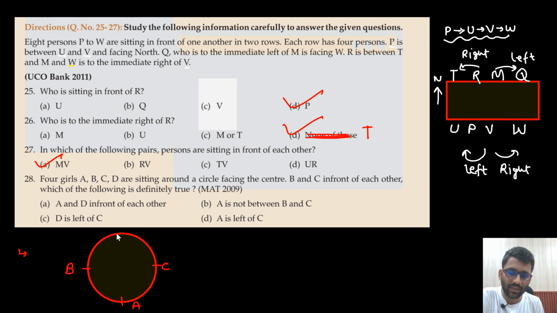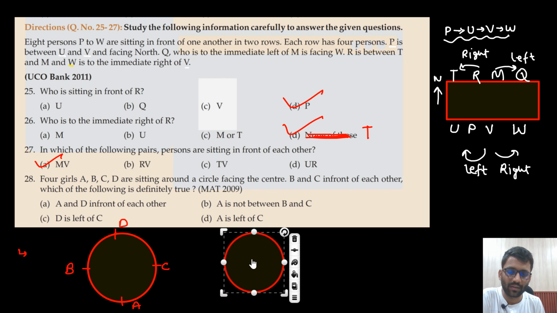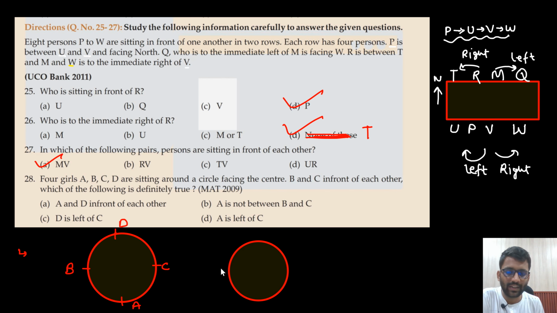So A can come here, D can come here. Or what can happen? With respect to one we are designing, so we don't need to change B and C. So B and C will be here only. So A can come here and D can come here. These are the two possible conditions, right? B and C are in front of each other.